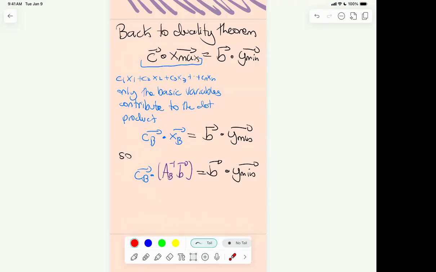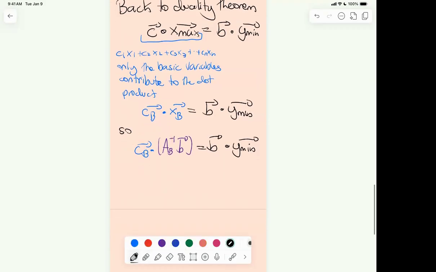So the first thing is that I do want the factor b on its own. Here it's totally fine, it's already alone, but here b is being multiplied by the inverse, which is annoying. But I had mentioned that this is the magic of the transpose. The transpose has this magical property that you can move the matrix to the other factor if you are willing to take a transpose. So this becomes A_B inverse transpose c_B dot b equals b dot y min.